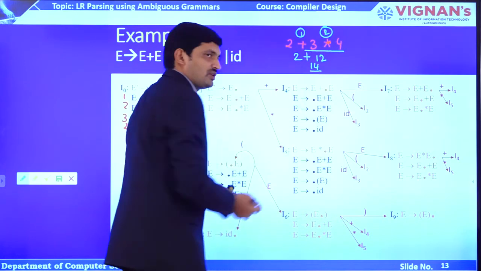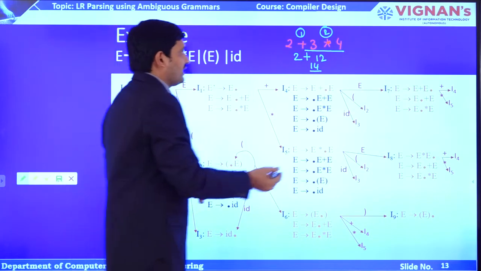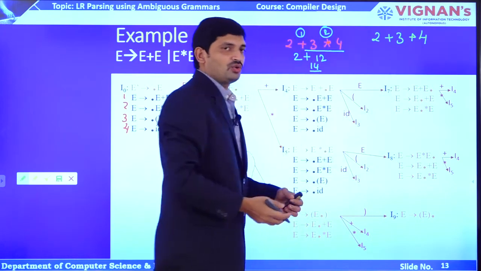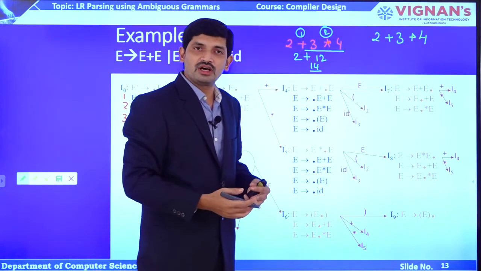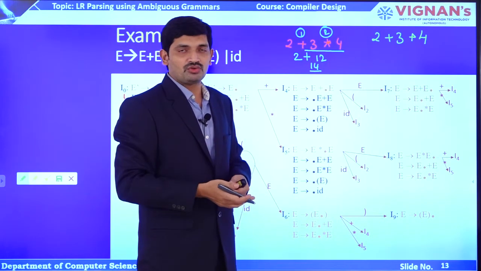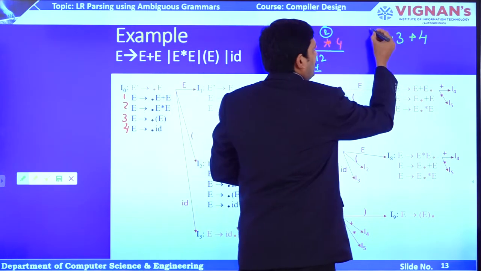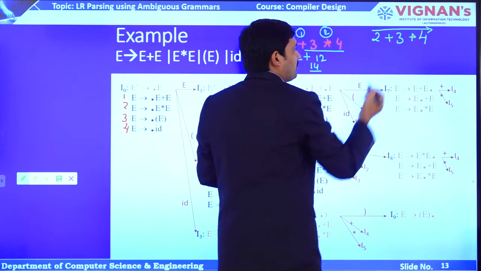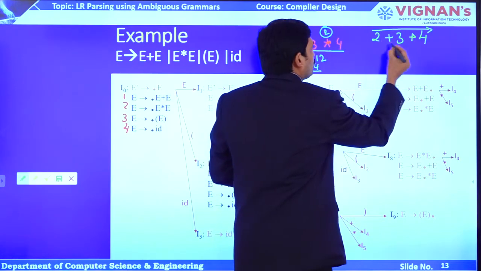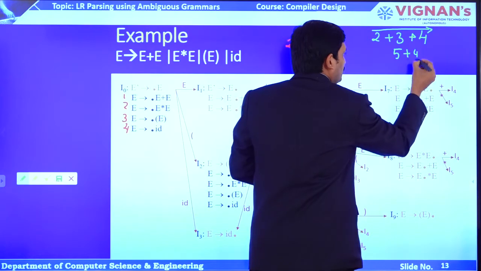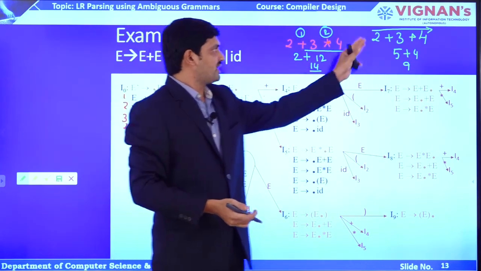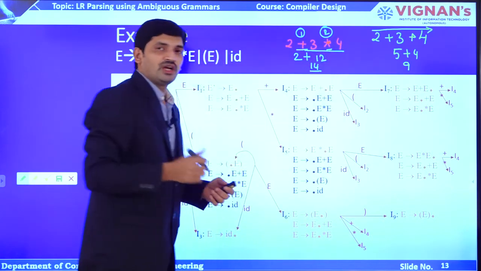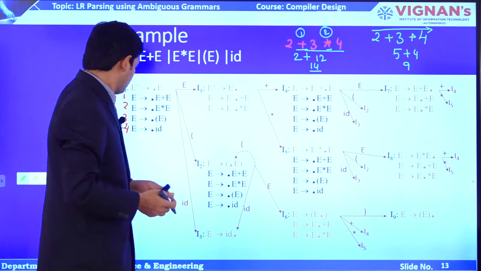So, the solution is 14. Now, there is some more occurrence as 2 plus 3 plus 4. So, this is my new expression. Now, here in both cases the operator is the plus only. So, now the question: which operator do we have to evaluate first? According to the associativity rules, we have to follow left to right associativity for plus, multiplication, division and minus. So, 2 plus 3 equal to 5, plus 4 equal to 9. So, if the same operators are there, we have to follow the associativity. If different operators are there, we have to go for the precedence of the operators.